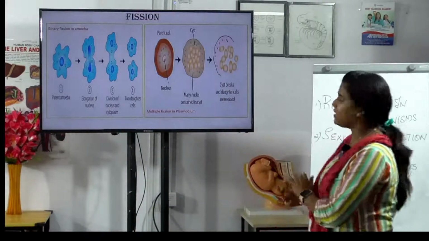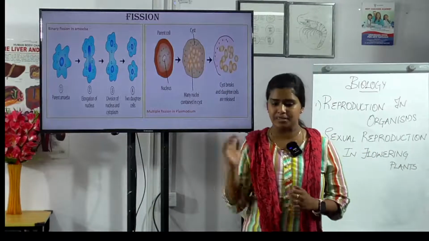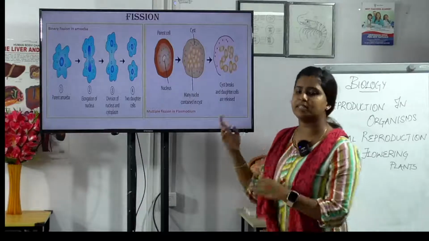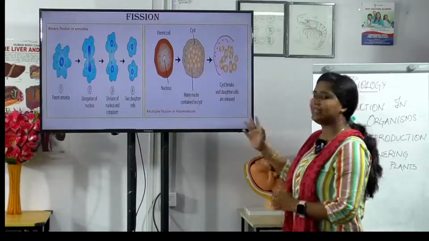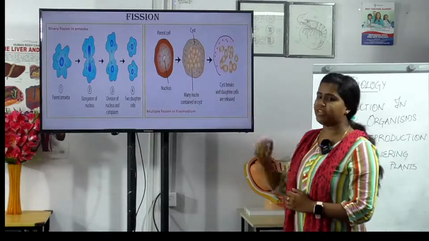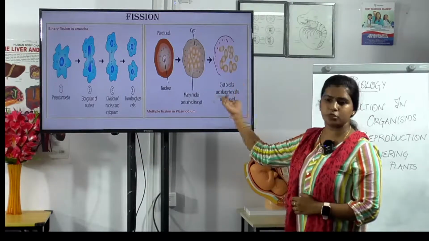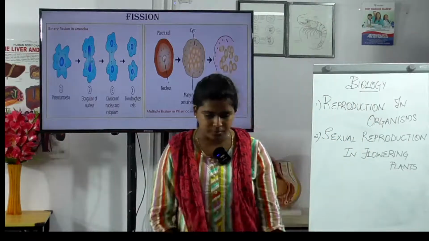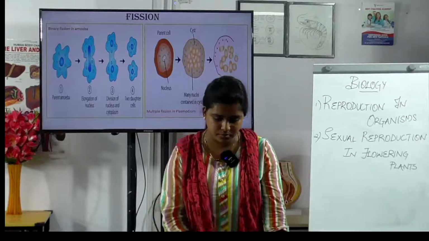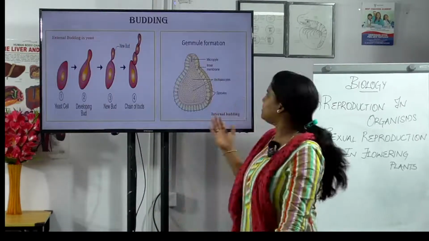What happens in binary fission is cell division where the parent cell divides into two smaller identical daughter cells. In multiple fission it is twice the binary fission; here it is two daughter cells, there it is 4 or more than 4, that is multiple fission. And the next one is budding.